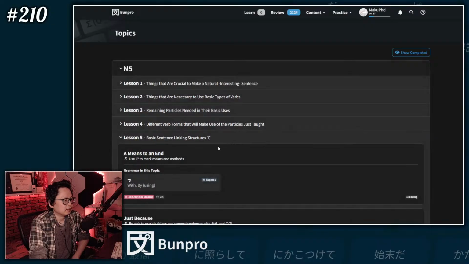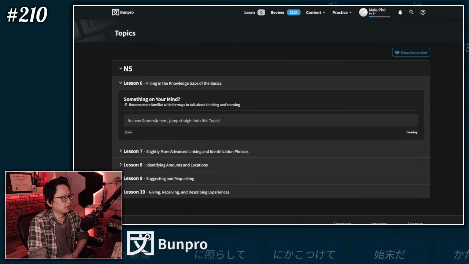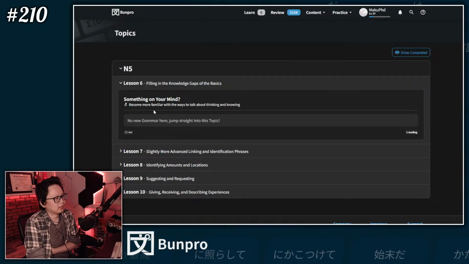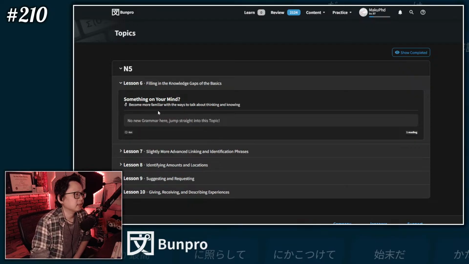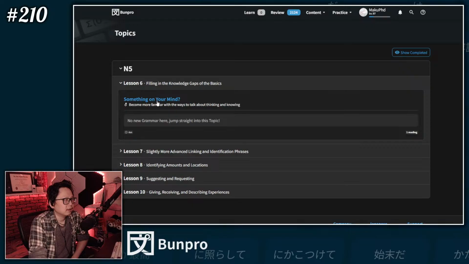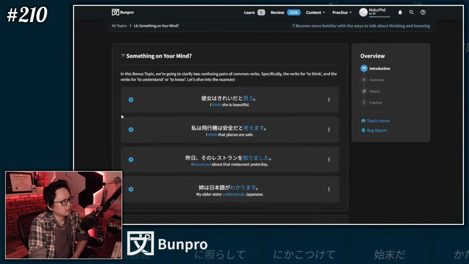Okay. All right. Now we get to the fun stuff. This is the fun topic. Something on your mind. Become more familiar with the ways to talk about thinking and knowing. Okay. Interesting. In this bonus topic, we're going to clarify two confusing pairs of common verbs. It's probably omou and kangaeru, right? Yeah. Specifically the words for to think and the words for understand or to know. Oh, no, oshieru.